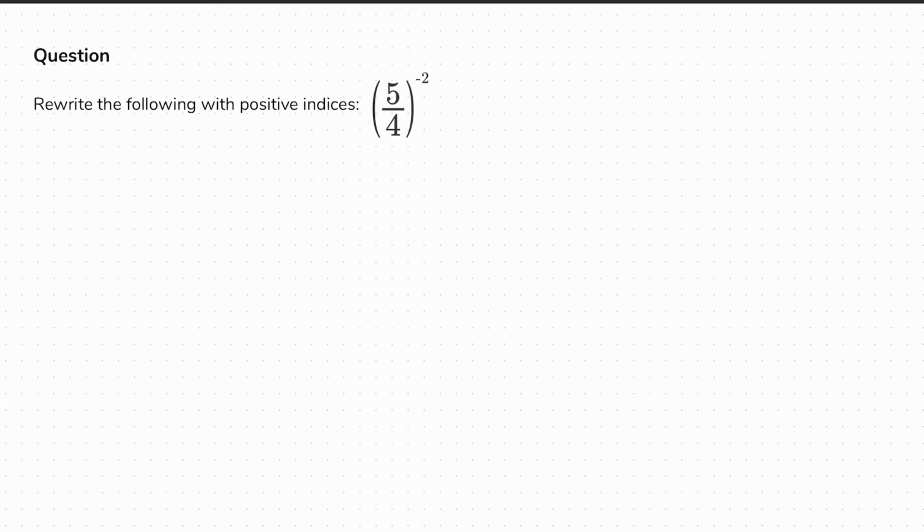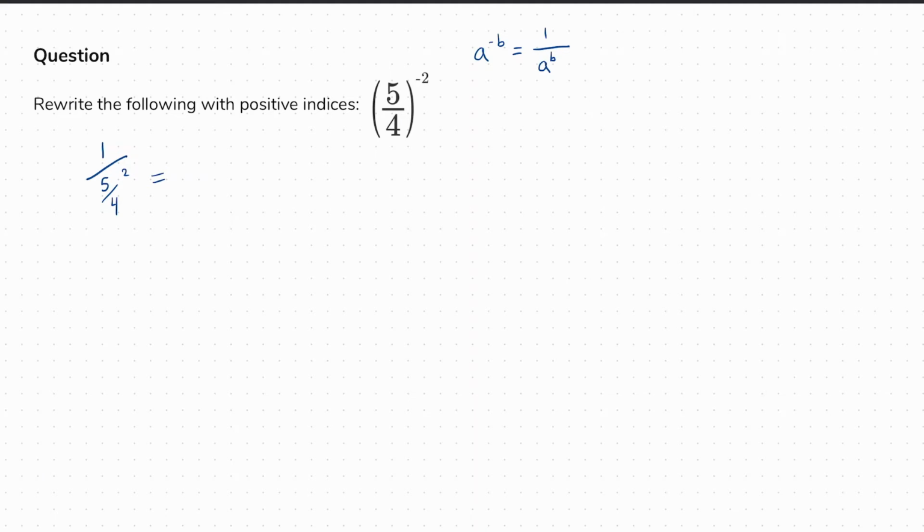In this next example, I'm being asked to rewrite the following with positive indices. So what I need to work with is the index law, where a to a negative power is equal to 1 over a to that positive power. So what does that mean in this example? Well, what we're looking at is 1 over (5 over 4) to the power of 2. Right, so we have flipped, we have gone 1 divided by that number.